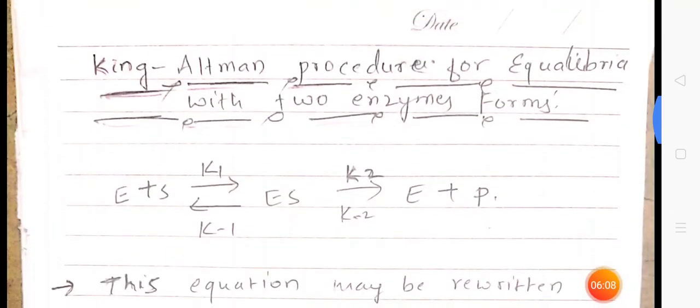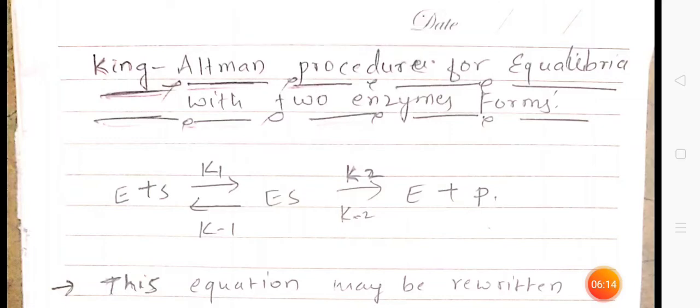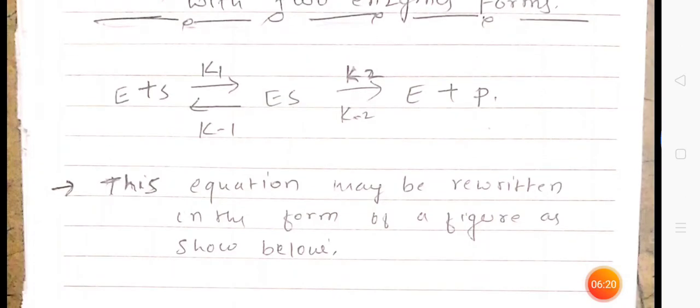So now we can see this procedure for equilibrium with the two enzyme forms. It is two enzymes, not the two enzyme forms. So I will show you that picture also. Two enzyme forms here. So you can see this is a single enzyme substrate reaction.